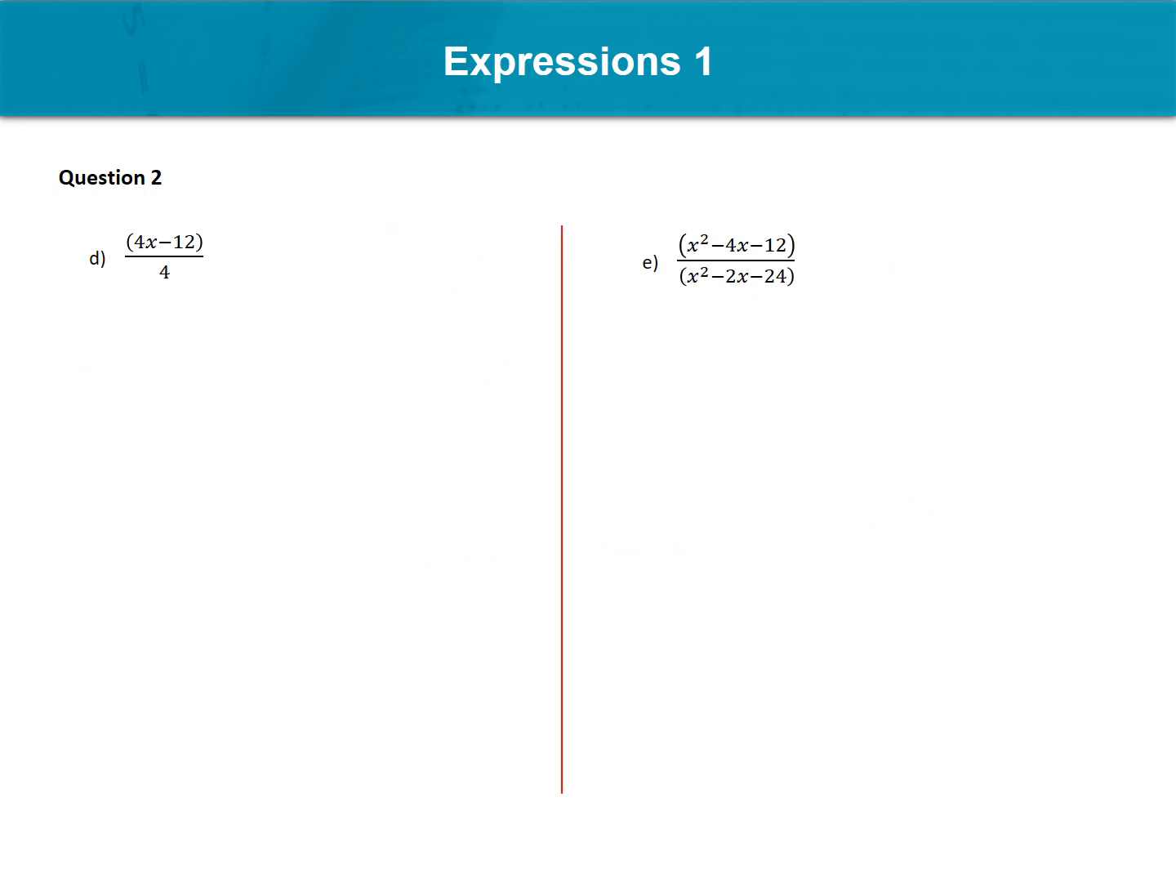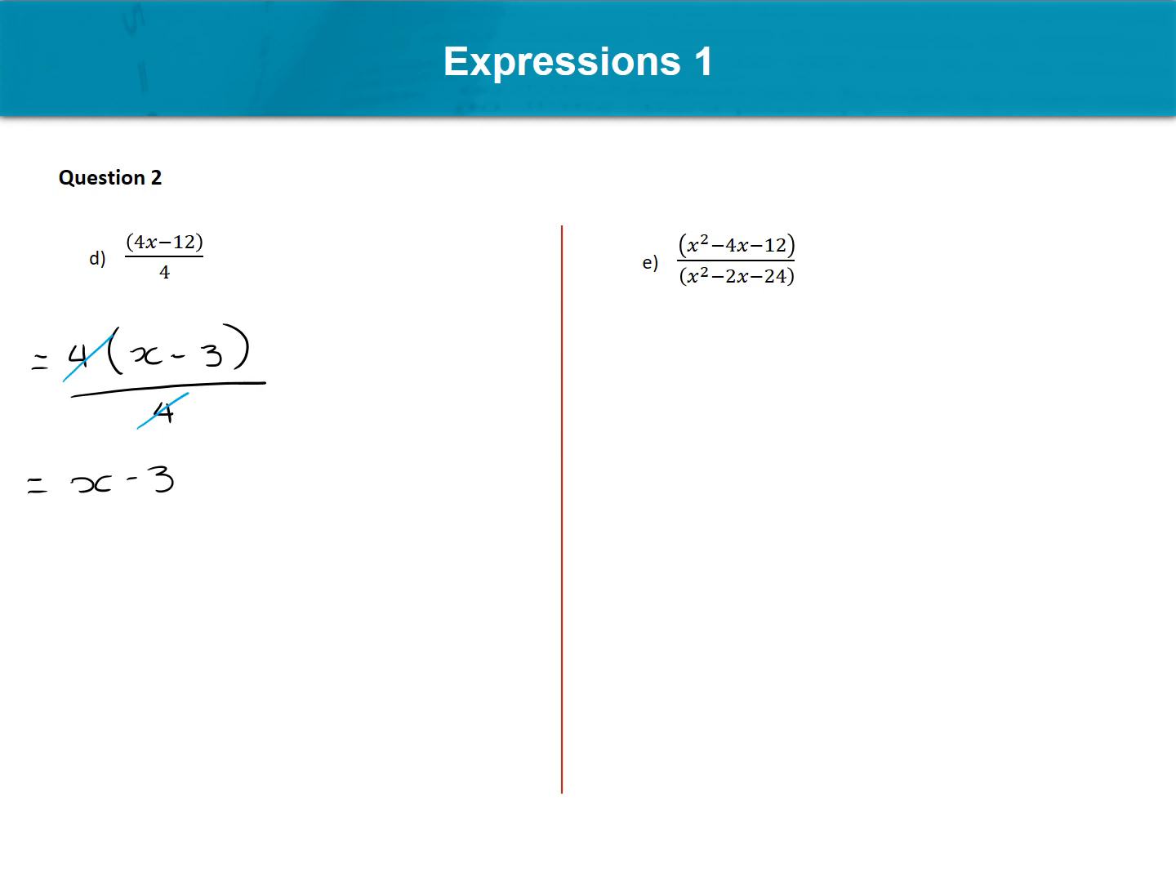Looking at question D, we have 4x minus 12 over 4. We can take out a common 4 in the top bracket, and we're left with 4 into x minus 3 all over 4, which means the 4's cancel, and you're left with x minus 3. That's a simple one.